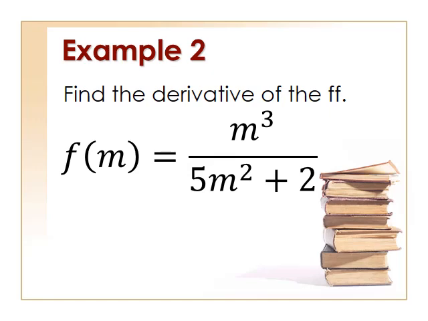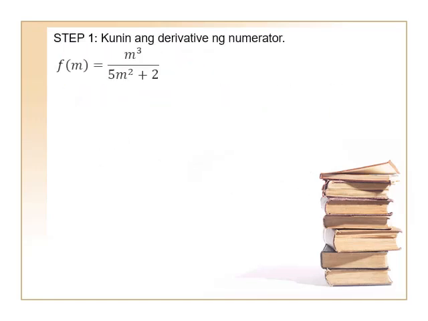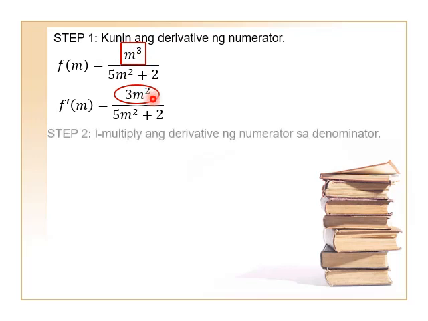Okay, next let's have example number 2. Sa example number 2, we will find the derivative of the following. So, you have m cubed over 5m squared plus 2. Okay, let's again do this step by step. First step, kunin ang derivative ng numerator. Derivative ng m cubed is 3m squared. Bring down 3, and then m, 3 minus 1 equals 2.